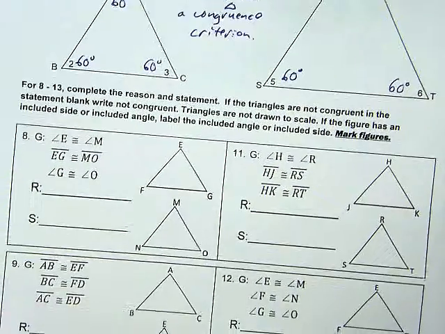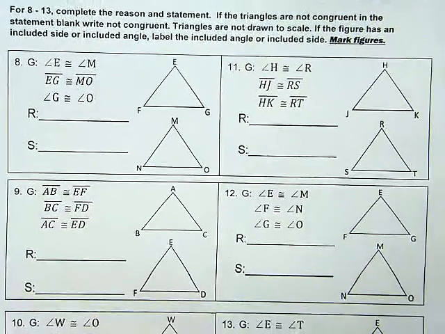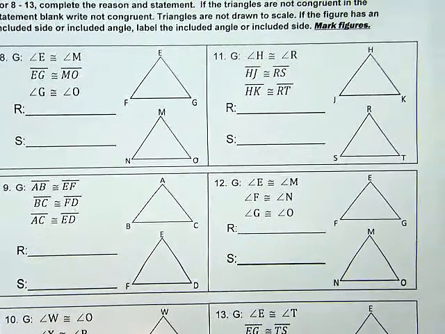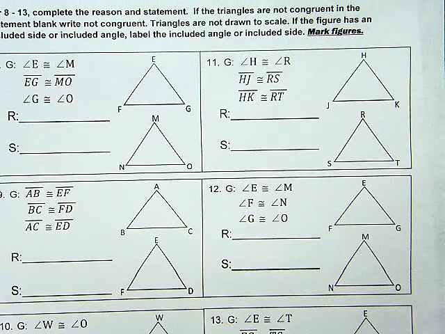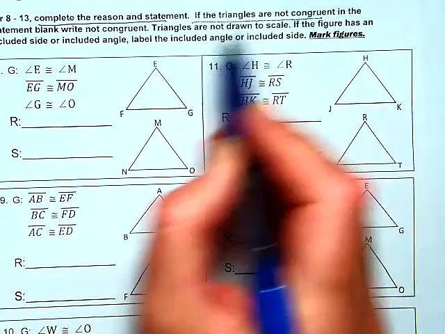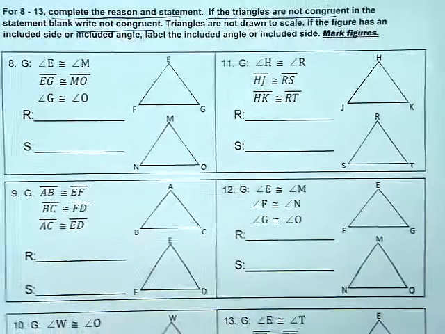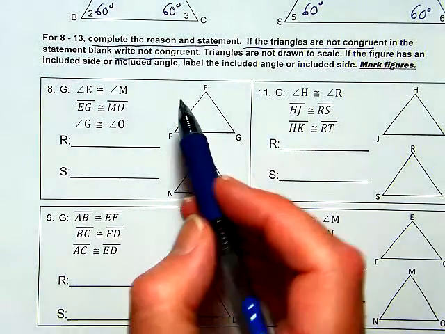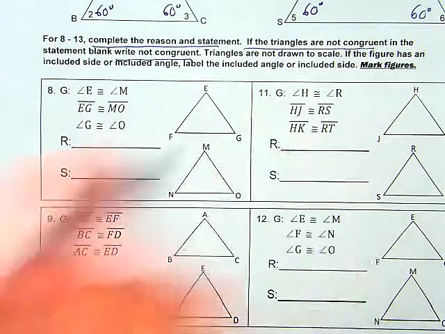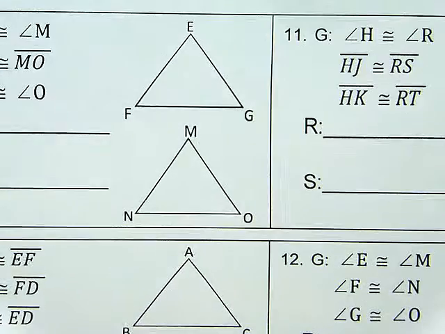So let's move down a little bit and look at these examples. Each of them gives us a different set of triangles with different parts of the triangles being congruent, and we need to conclude at the end whether or not the triangles are congruent. We have to complete the reason in the statement. If the triangles are not congruent, write not congruent. So let's start with number 8. We're told that angle E is congruent to angle M, which means that E and M have the same measure.